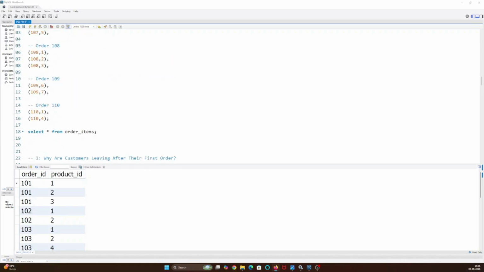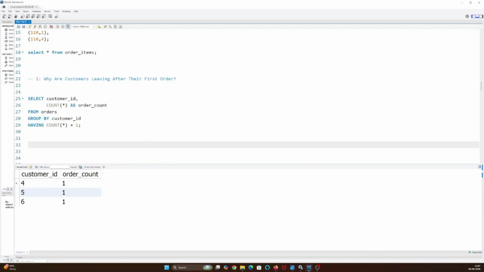Why are customers leaving after their first order? Imagine management notices something alarming. Thousands of customers are placing their first order, but many never come back. The question becomes, who are these customers? Let's find out. First, we group orders by customer. Then, we count how many orders each customer placed. Finally, we filter customers who have exactly one order.